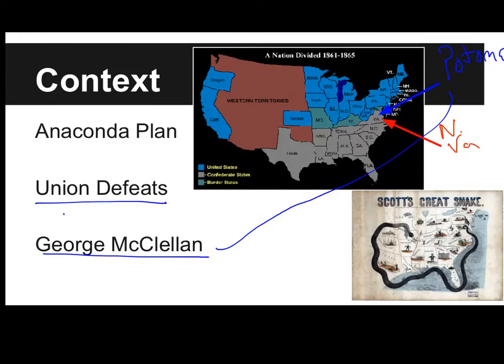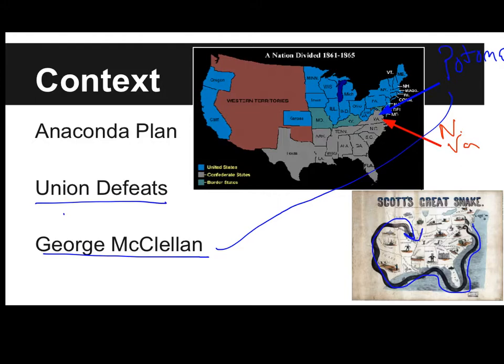And now both armies have kind of woken up. They realize this will not be an easy war. So the North develops a plan called the Anaconda Plan. An anaconda is a snake that kills by kind of crushing its prey. And so the North is going to plan on doing the same thing. You can see in this bottom right-hand map, the North is going to kind of crush the South.